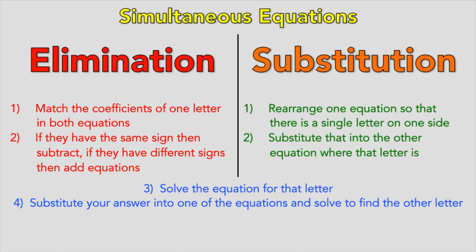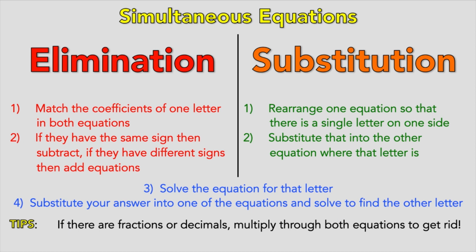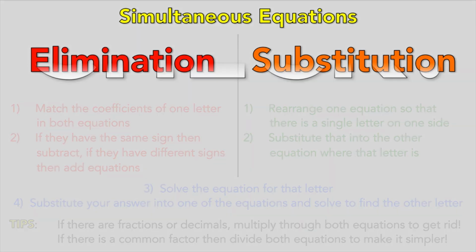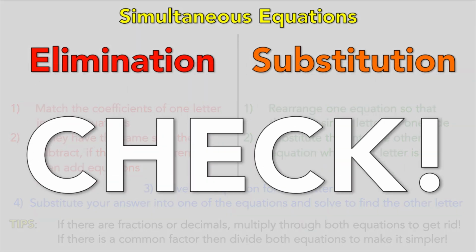Some tips: if there are fractions or decimals, then multiply through both equations to get rid of them. If there's a common factor, then divide both equations to make it simpler. And of course, don't forget to check your answer back. Check everything. That's always good. You've probably done it wrong.